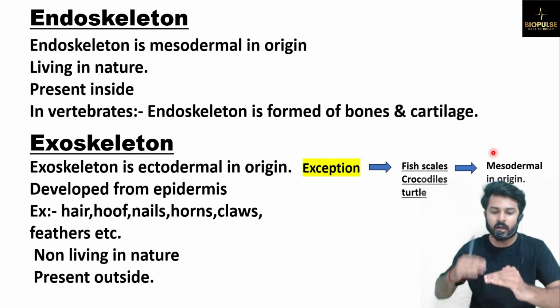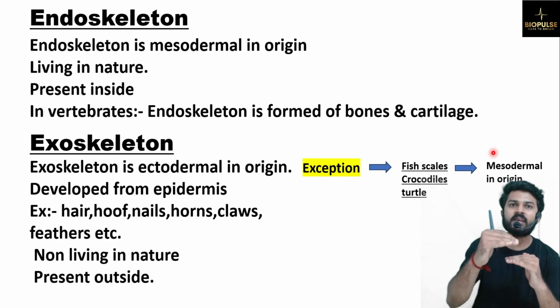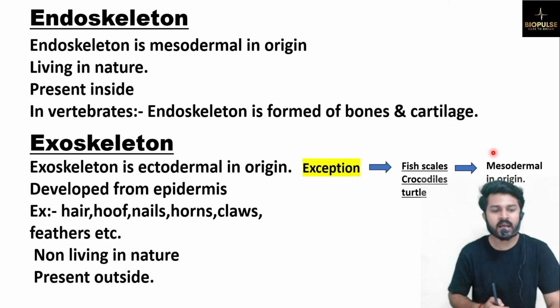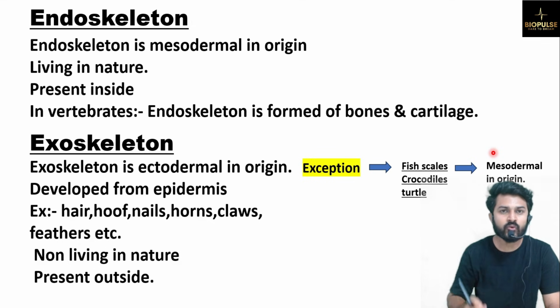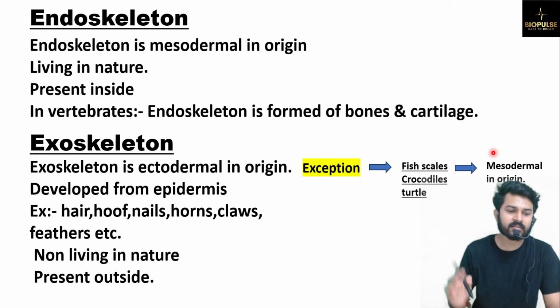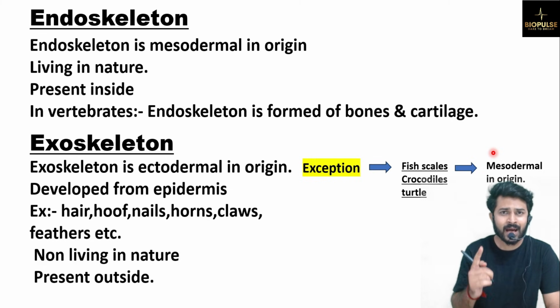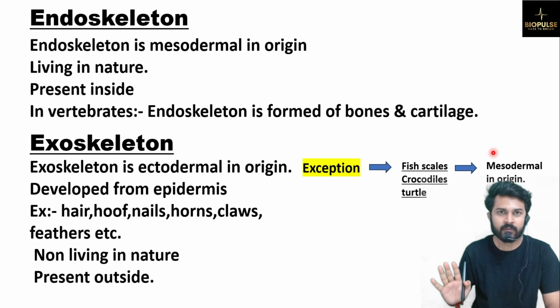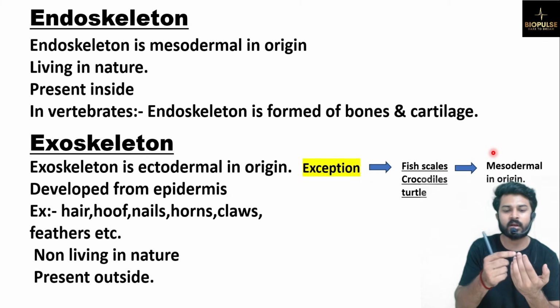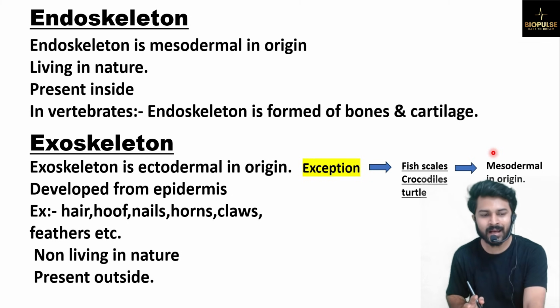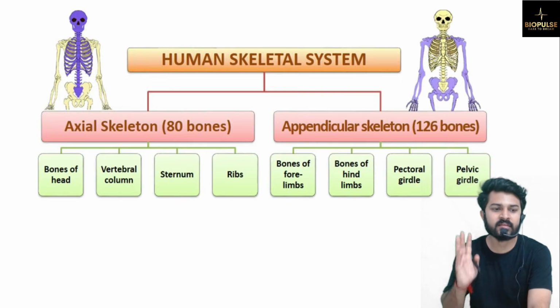Dermis, you know, so the layer upper to the dermis is epidermis. So these are developed from epidermis. Some examples of exoskeleton are hair, hoof, nails, horns, claws, feathers. These are some examples of exoskeleton. And one more major difference is that this is non-living in nature. And it is present outside the body. Outside means what? On the outer surface of the body, unlike the endoskeleton which is present inside the body.